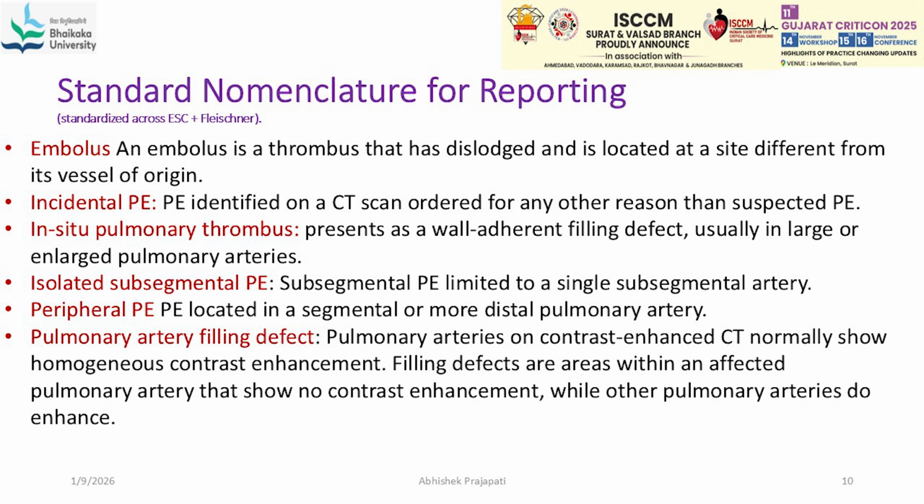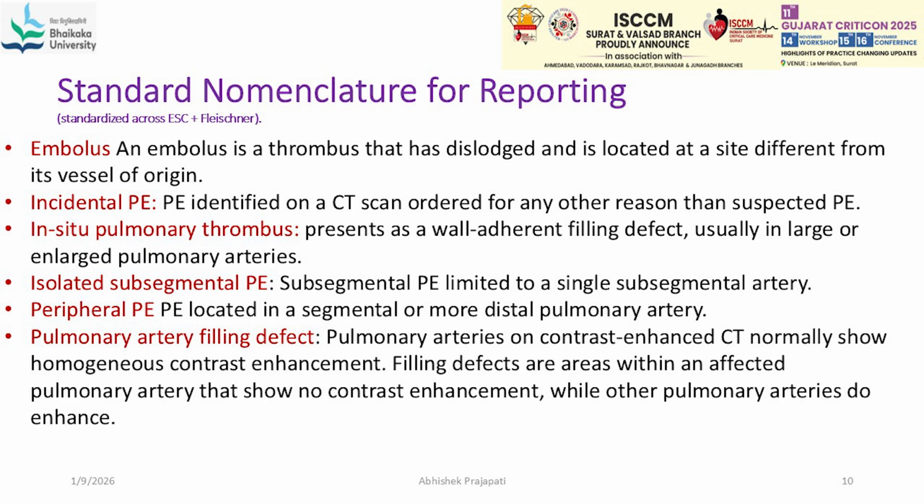An embolus is a thrombus that has dislodged and is located at a site different from its vessel of origin. Incidental PE is a PE identified upon CT scan ordered for any reason other than suspected PE. In situ pulmonary thrombus is present as a wall adherent filling defect, usually in large or enlarged pulmonary arteries. Isolated subsegmental PE is subsegmental PE limited to a single subsegmental artery. Peripheral PE is located in a segmental or more distal pulmonary artery.